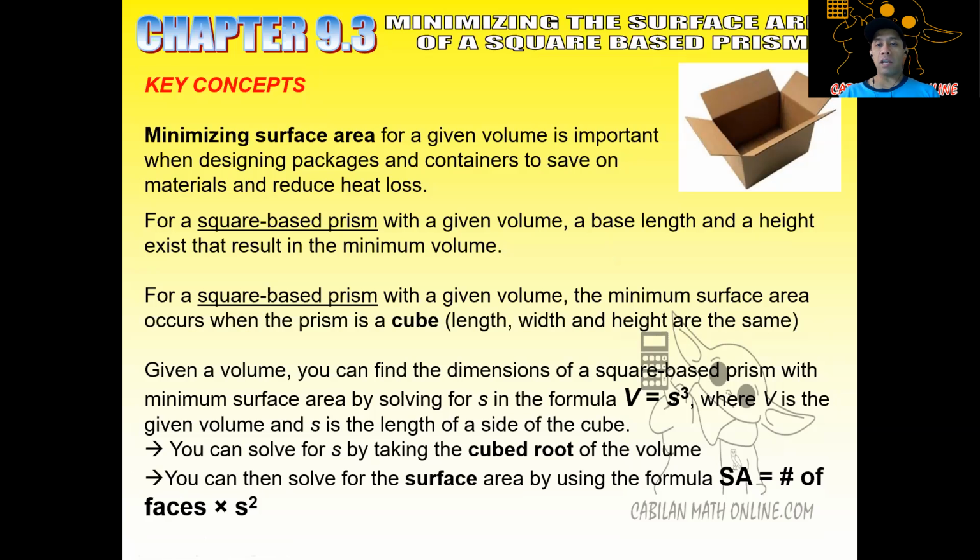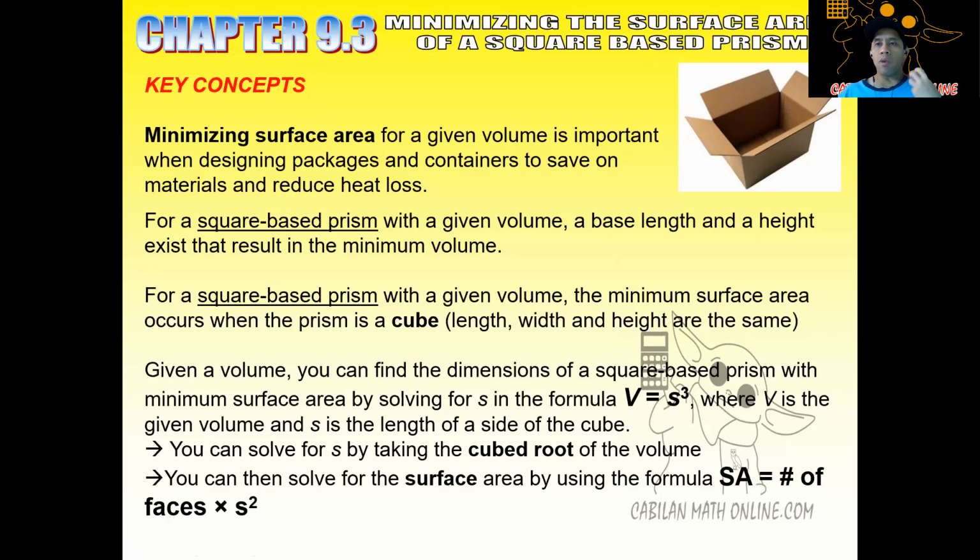Then, once you find the measurement of each side, we're going to calculate the surface area using another special formula, which is the surface area of an optimized rectangular-based prism. What we need to do there is take the number of faces and multiply it by the measurement of the sides squared. Now you're probably thinking, how do we know what the number of faces is for a rectangular-based prism?